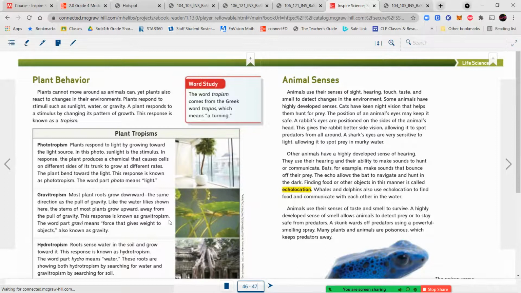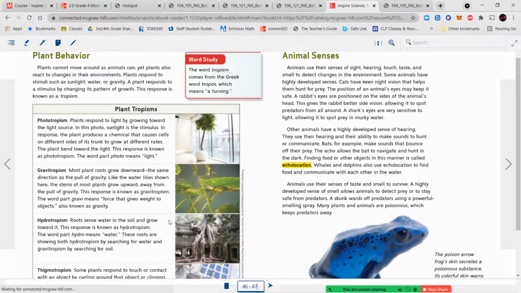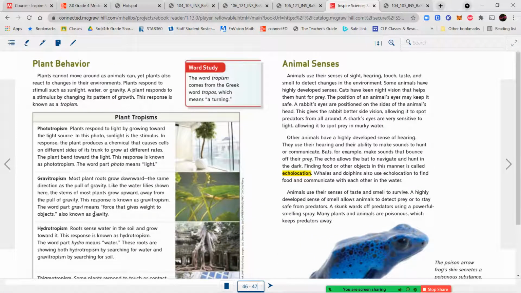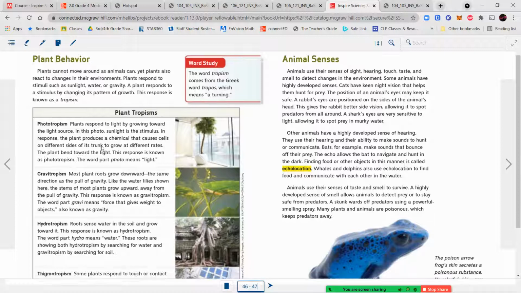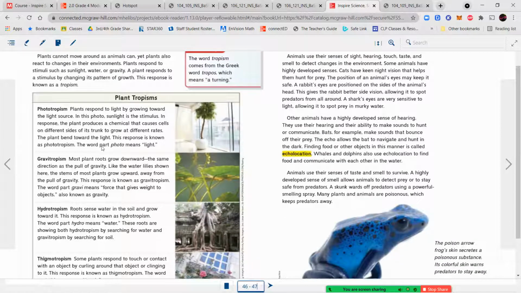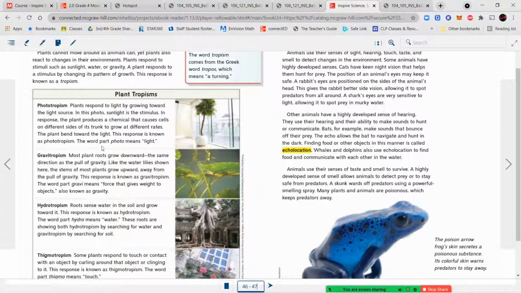Now, on page 46, we're going to read about plant behavior. Plants cannot move around as animals can, yet plants also react to changes in their environment. Plants respond to stimuli such as sunlight, water, or gravity. A plant responds to a stimulus by changing its pattern of growth. This response is known as a tropism. The word tropism comes from the Greek word tropos, which means a turning.